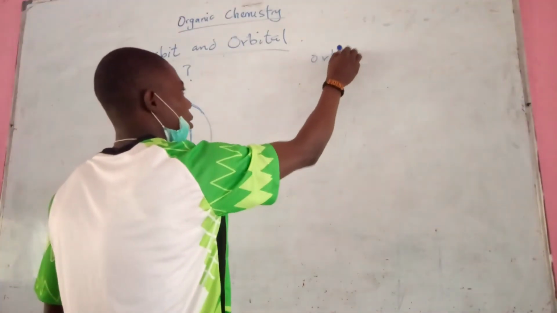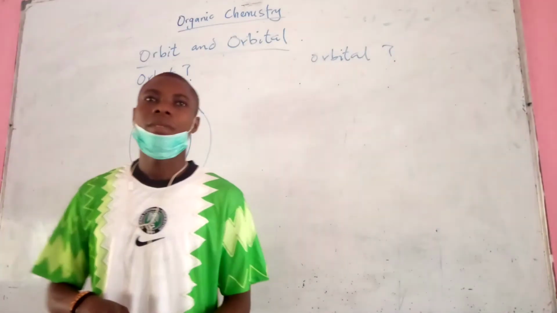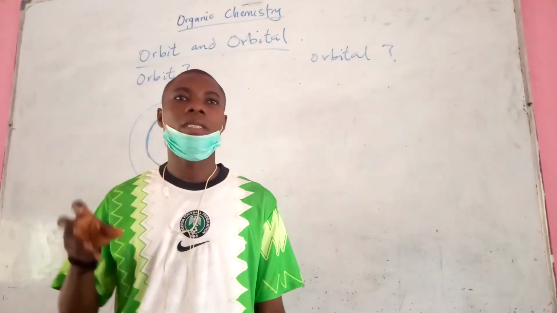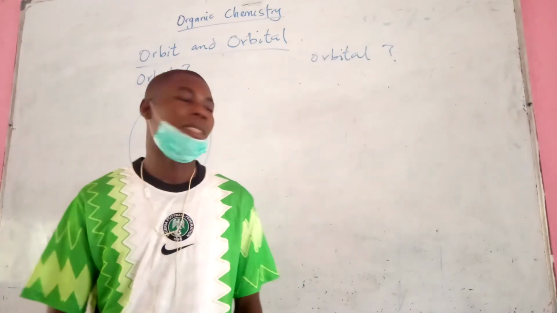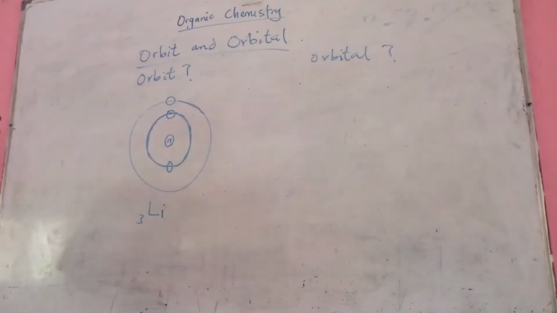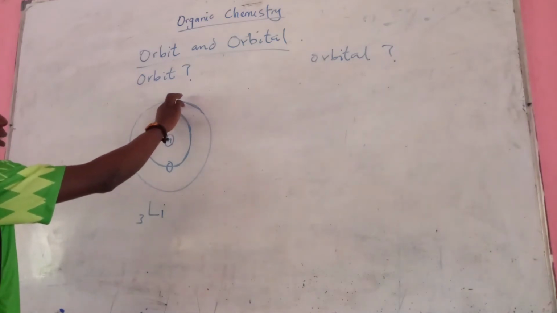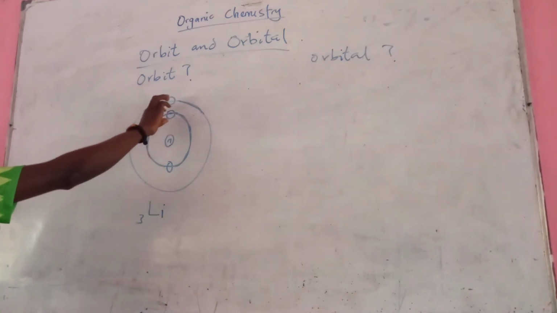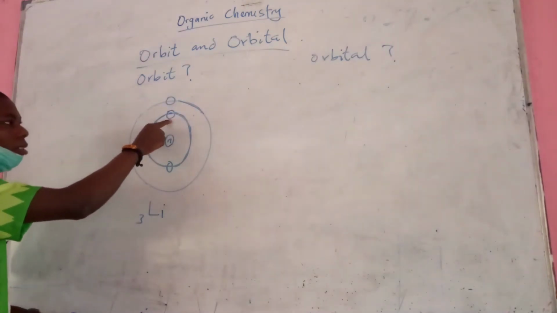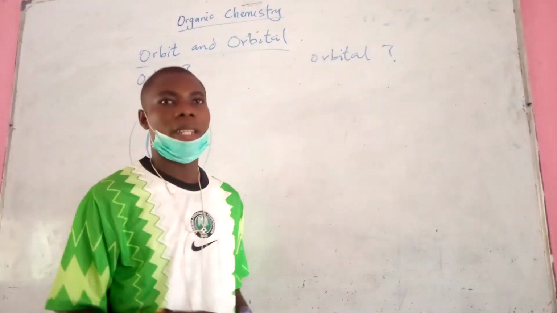What about orbital? Orbital simply means the position in which electrons can be seen maximally. The position in which an electron occupies maximally. In an orbital, of course, we already explained that electrons are always in constant motion. At a particular time, this electron will leave this space. So, orbital simply means where you can see the electron maximally.